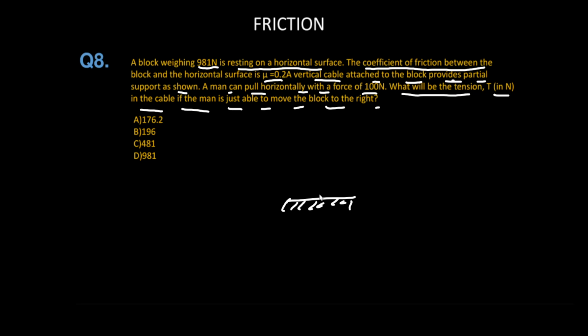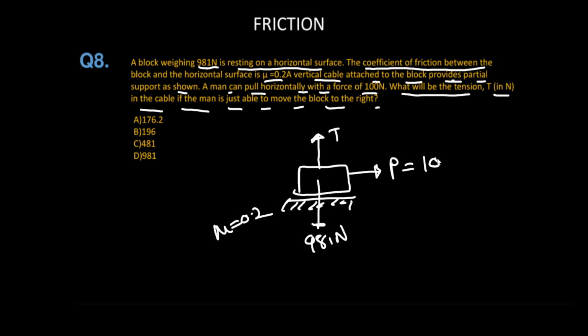Here is a horizontal surface, and there is a block whose weight is 981 Newton. The coefficient of friction between the block and the horizontal surface is mu equal to 0.2. A vertical cable is attached to the block, so the tension T in the cable provides partial support. A man can pull with a horizontal force P of 100 Newton. The question asks what the tension will be when the man is just about to move the block, that is, at the verge of motion or the impending condition.